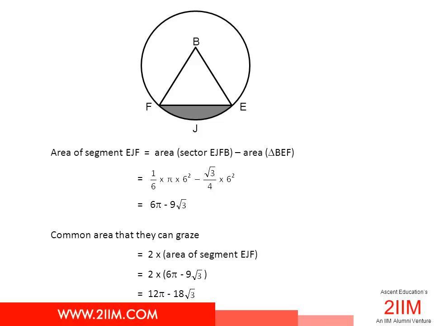We know that triangle BEF is an equilateral triangle, so the angle subtended at the center is 60 degrees. So the area of this sector is 1 by 6 into pi r square, which is 1 by 6 into pi into 6 square. The area of the triangle is root 3 by 4 a square, which is root 3 by 4 into 6 square. So the area of the segment EJF is 6 pi minus 9 root 3. The common area that the two horses can graze is twice this area, which is 12 pi minus 18 root 3.